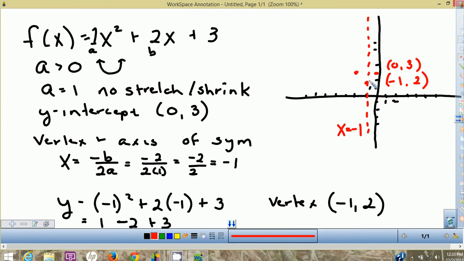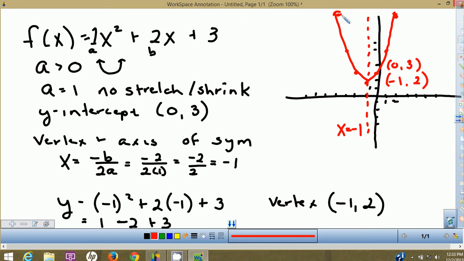I could do another one here if I wanted to. I'm going to go up 4 and over 1, which gives me a point right here. And then if I go 2 to the other side of my axis of symmetry, I'm here. And then these 2 are good points on my graph. So here is the graph of my function. And I found that from the standard form of my graph, instead of from the vertex form.